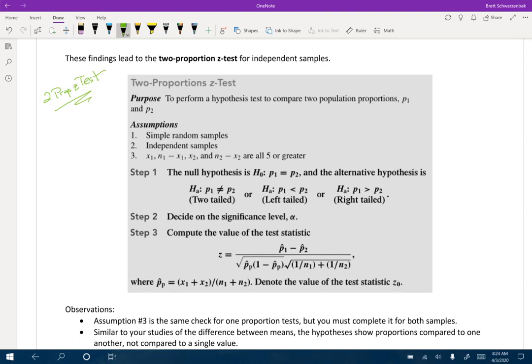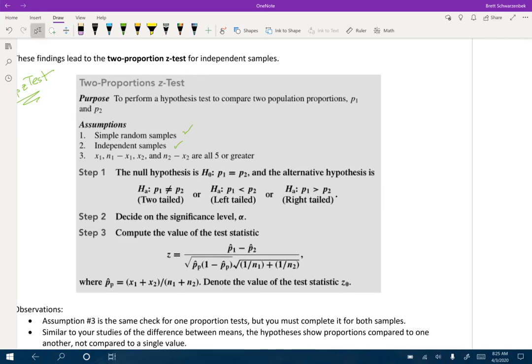So assumptions. Just like last time when we were doing differences of means, we have two random samples that have to be simple, but they also have to be independent. We're only going to be covering independent proportion samples for this, just so you know. So that's where we're going to be limited to. We also have the number of successes and failures for each sample, which all have to be 5 or greater.